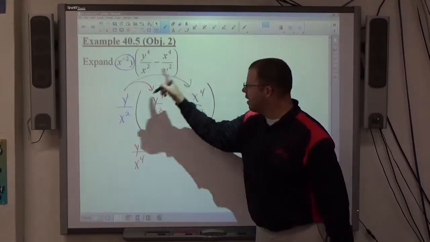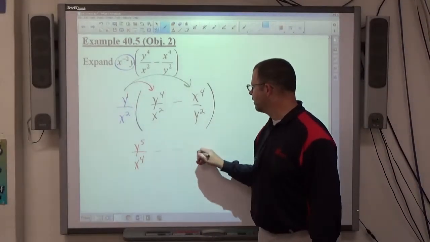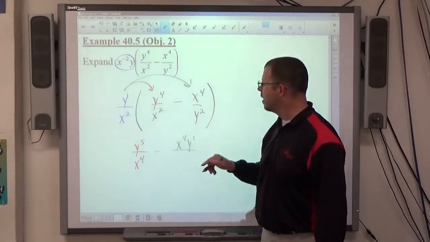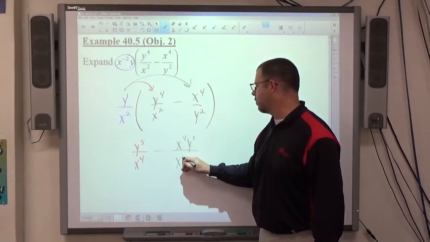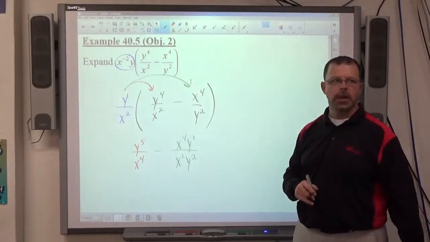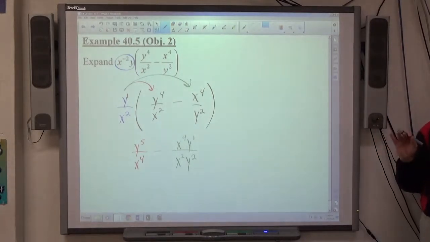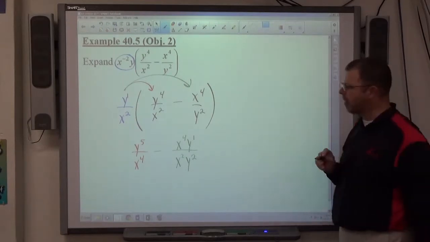I do the green multiplication. Positive times negative makes a negative. On top, y times x to the fourth makes x to the fourth y. X squared times y squared makes x squared y squared. Okay. And again, I can see there's two x's and two y's. I don't care. Until I've multiplied it out to get this top and bottom as simple as possible, I don't care about things the same on top and bottom.